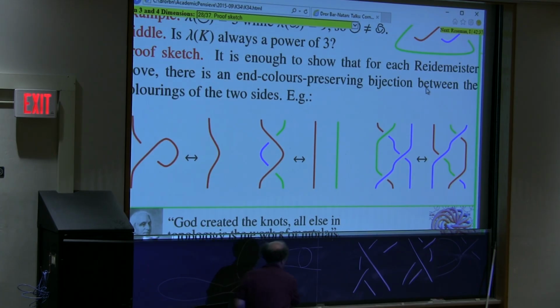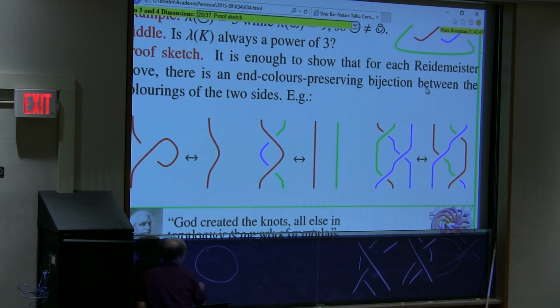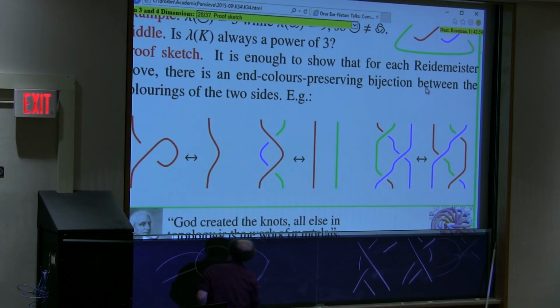So I want to show that the number of 3 colorings does not change when I make a move. So what I do is I say, let's do this move inside this circle. So inside this circle we do a Reidemeister move. And outside the circle the knot continues in some crazy way. I don't know how, I don't care how.